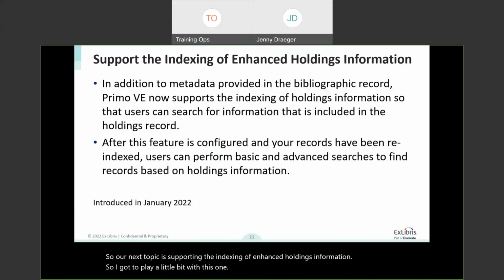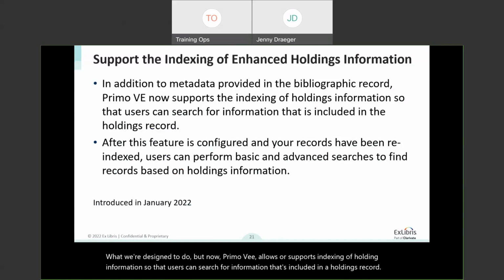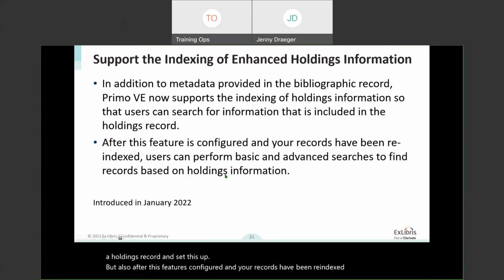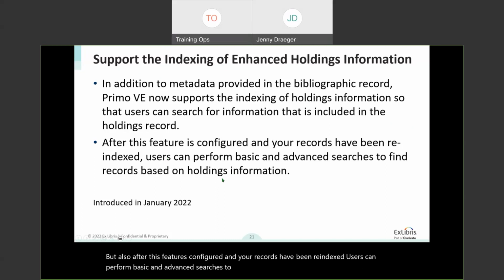So we know we're already searching the metadata in bib records. That's what we're designed to do. But now Primo VE supports indexing of holdings information so that users can search for information that's included in a holdings record. Again, this has to be configured. You'd have to, number one, put the data in a holdings record and set this up. But also, after this feature is configured and your records have been re-indexed, users can perform basic and advanced searches to find records based on holdings information.